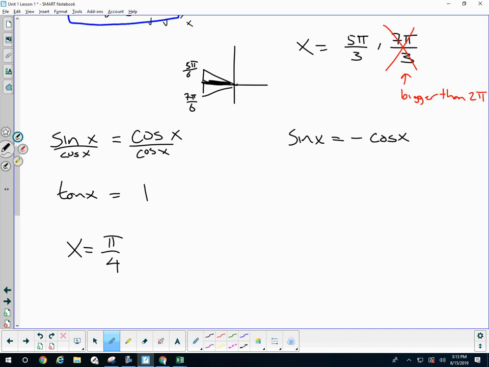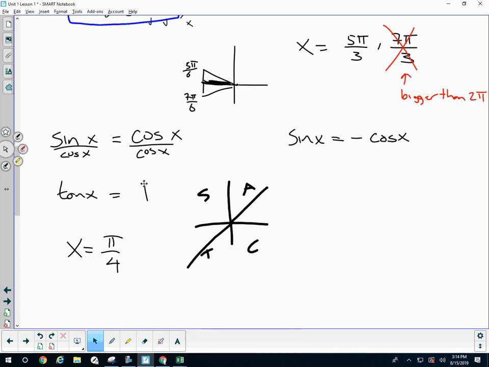Tangent is not just going to be equal to 1 in the first quadrant. Tangent will be equal to 1 here in the first quadrant at the pi over 4, but tangent is also positive here in the third quadrant. So tangent will equal positive 1 at this pi over 4 as well. 0, this would be pi, that's 4 pi over 4. Add a pi over 4, I get to 5 pi over 4. Those are my two solutions.